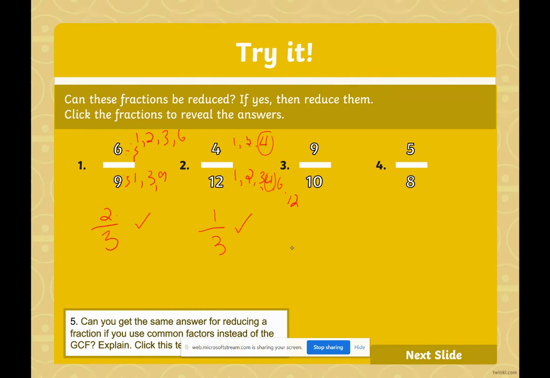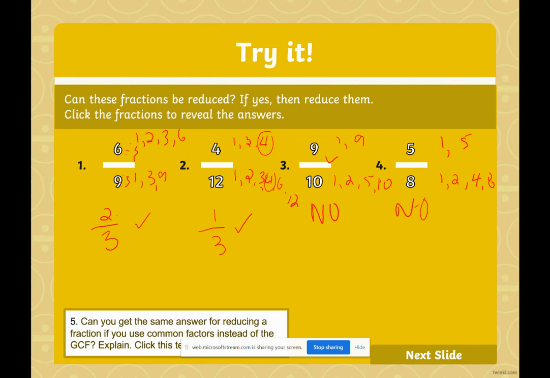What about 9 and 10? Well, here we have 1 and 9, and 1, 2, 5, and 10. They don't share any common factors, so 9 over 10 is already in lowest terms. I'm just going to write nope. And again, with 5, we have this prime number on top, so that's going to give us some issues, unless 8 is divisible by 5, I should clarify that. If you have prime numbers, it's not always going to be, okay, I'm done. But if 5 isn't a factor of 8, then you know automatically that you can't reduce it anymore. So this can't be reduced.